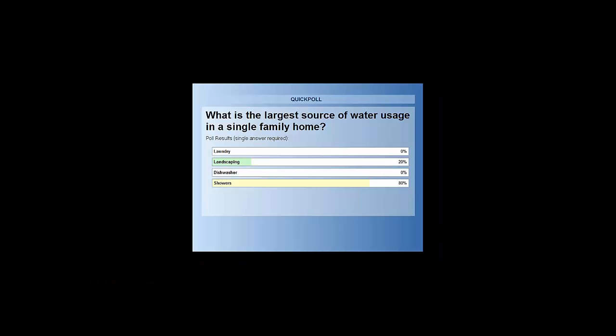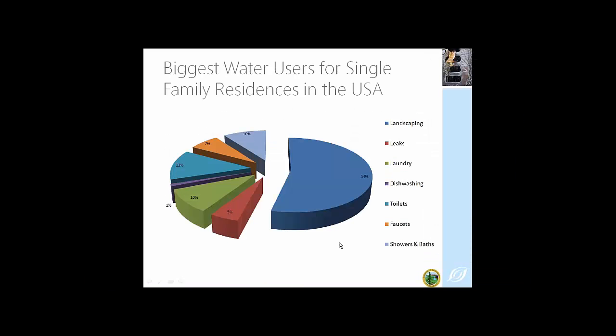Oh, that's interesting. So most people thought it was showers. We got about 20% saying landscaping. As we'll see on the next slide, it is actually landscaping. This statistic is, I believe, from the EPA. This is for water use across the country, so it may not be California specific, but for the most part, single-family homes are using over half of their water dedicated to their landscape.